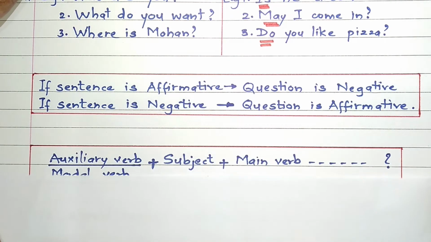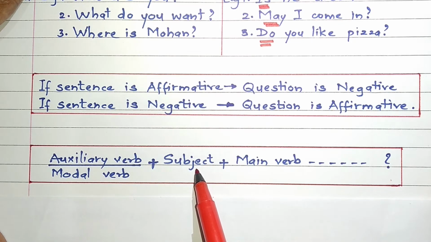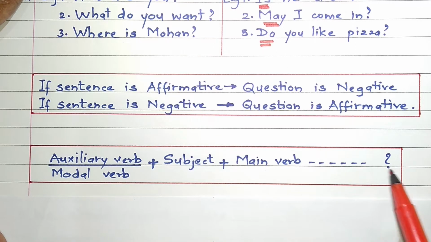The second rule, and this is the format of the interrogative sentence. First, we have to write the auxiliary verb or the modal verb, whichever is present in the sentence, followed by the subject, followed by the main verb and the remaining part of the sentence. And at the end, we have to put the question mark.